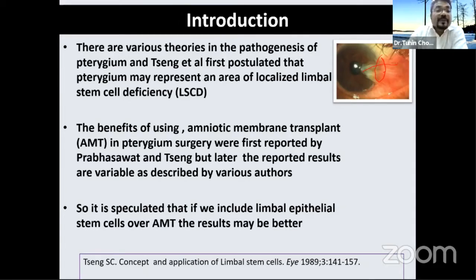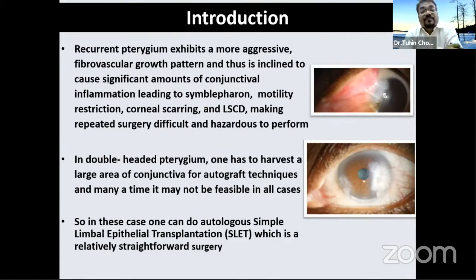Recurrent pterygium exhibits a more aggressive fibrovascular growth pattern, and thus is inclined to cause a significant amount of conjunctival inflammation, leading to symblepharon formation with motility restriction, corneal scarring, and limbal stem cell deficiency, making repeated surgery difficult and hazardous to perform. In double-headed pterygium, one has to harvest a large area of conjunctiva for autograft techniques, and many a time it may not be feasible in all cases. So in these cases, one can do autologous SLET, which is a relatively straightforward surgery.